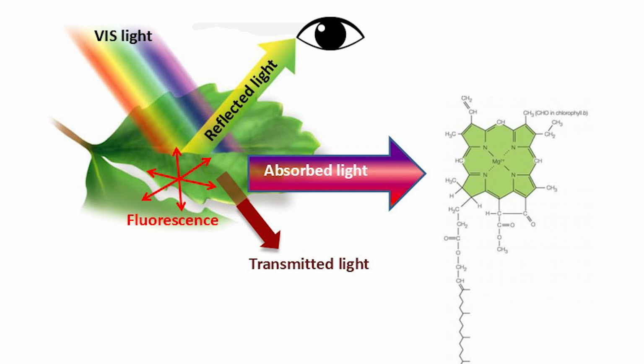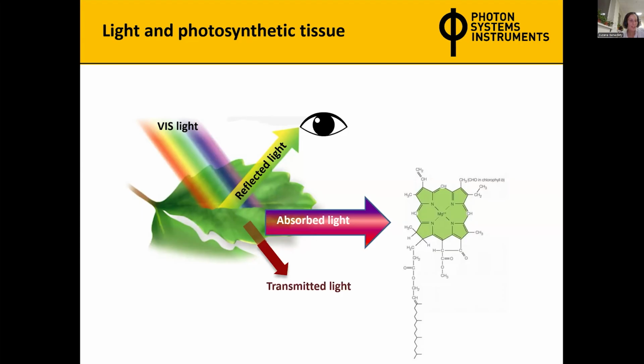A part of the light is, of course, transmitted. I'm pretty sure that when you were a kid, you took some leaf and you were looking to the sun through that and you saw it reddish. So this is transmitted light. And the thing we don't see normally is a fluorescence.